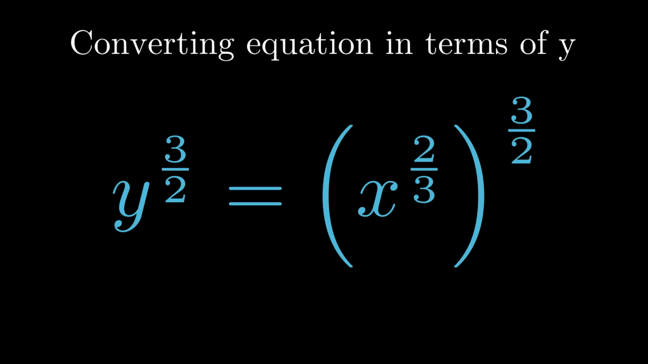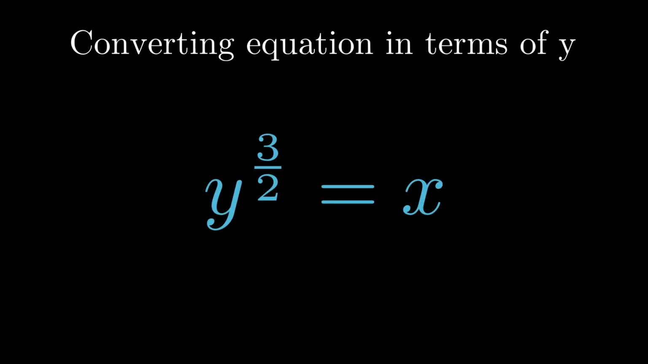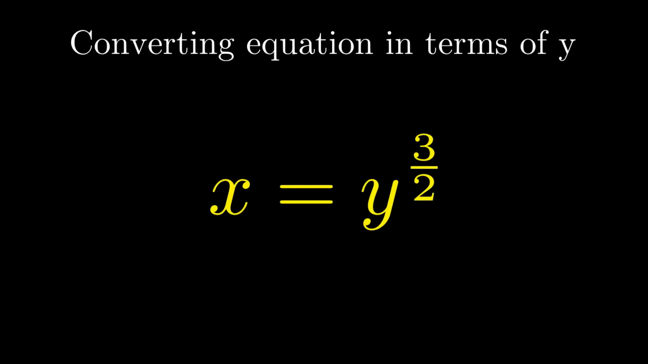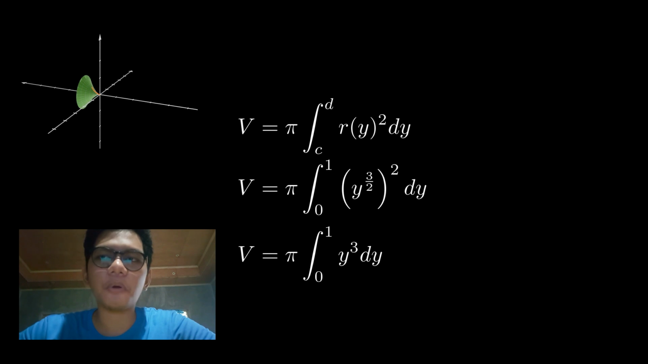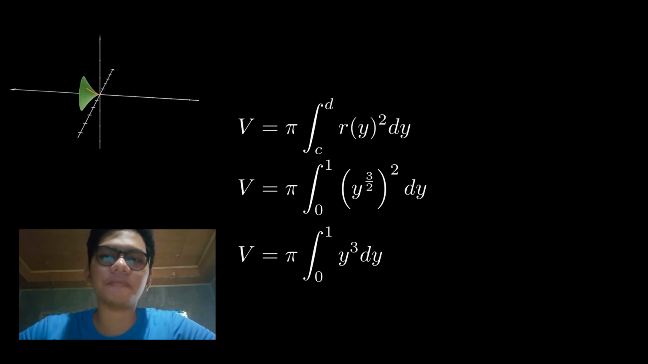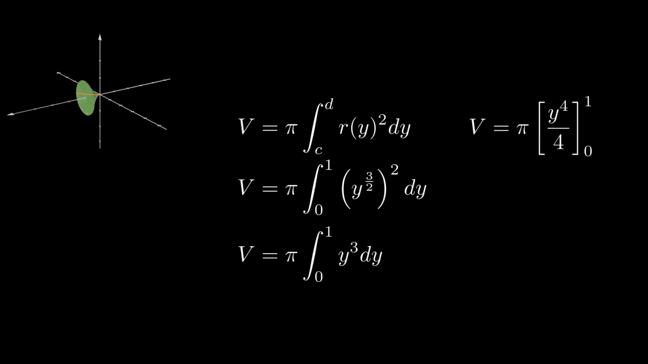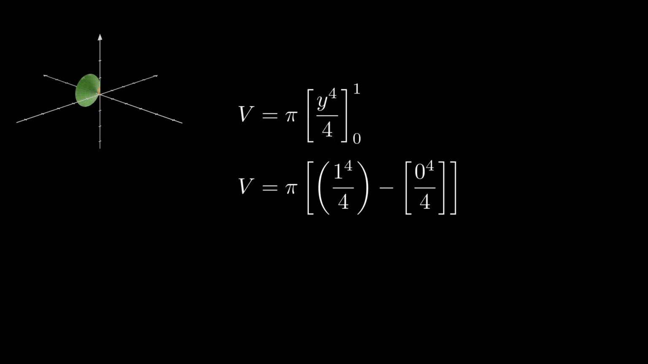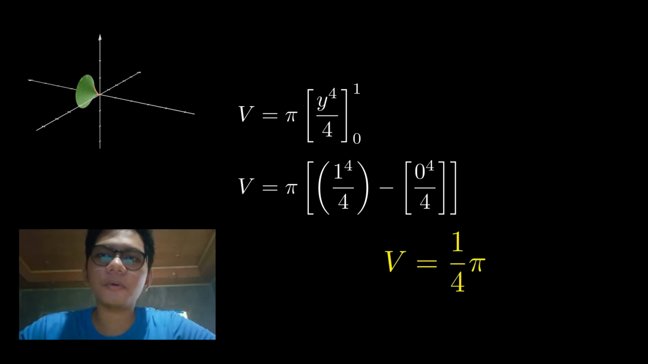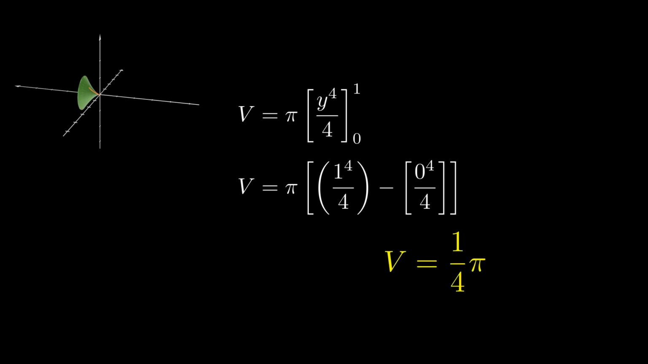From the laws of exponents, we know that these two exponents cancel out, and the new expression we get is x equals y raised to 3/2. This will be our new r of y. Raising it to the power of 2 cancels out the denominator of the function's exponent, and now we simply have the equation V is equal to pi multiplied by the integral of y cubed dy from 0 to 1. And here are the preceding steps of the definite integration. Finally, we have the answer 1/4 pi.